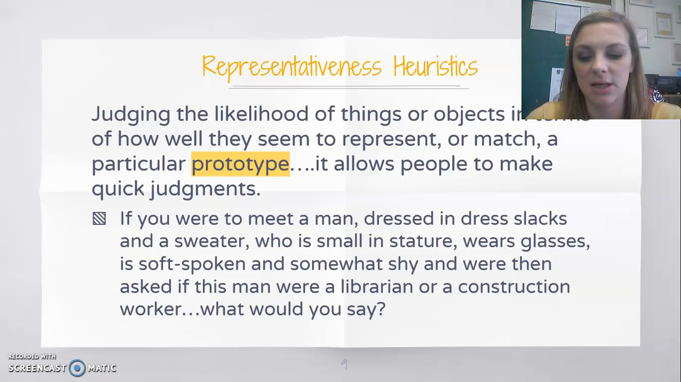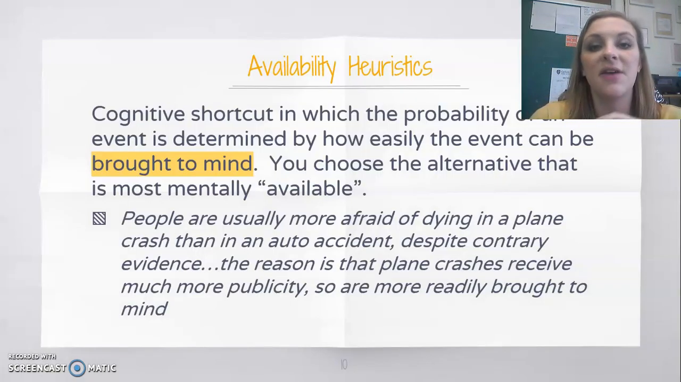That's the representativeness heuristic. The availability heuristic is the cognitive shortcut in which the probability of an event is determined by how easily the event can be brought to mind. We choose whether or not an event or a thing or an object is feasible based on what comes to our mind more available, right?